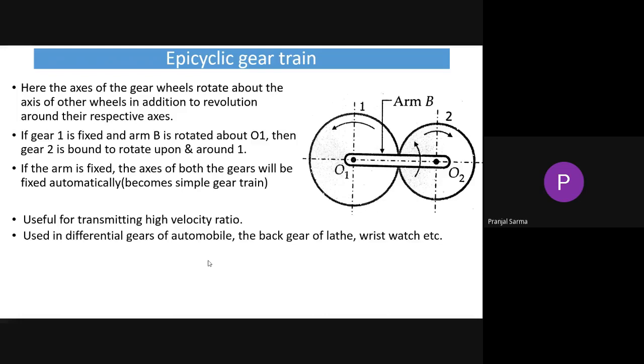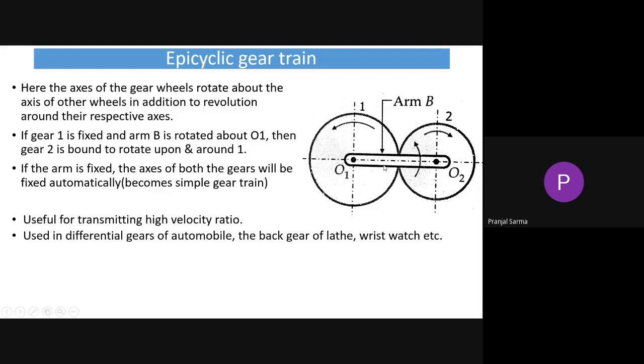So next, another gear train we have is the epicyclic gear train. In this figure, a very simple form is shown, where we have only two gears in mesh, connected by one arm B. If you look at this figure, there are gear 1 and gear 2, which are pin jointed and connected by an arm B.